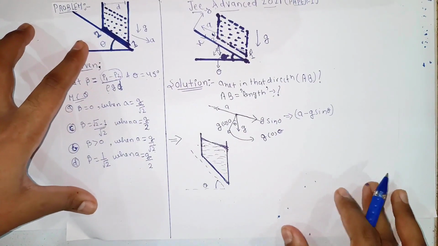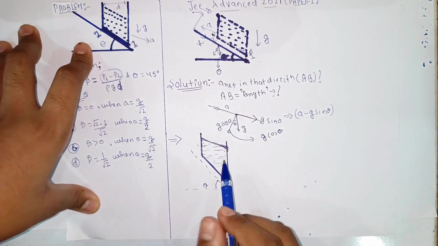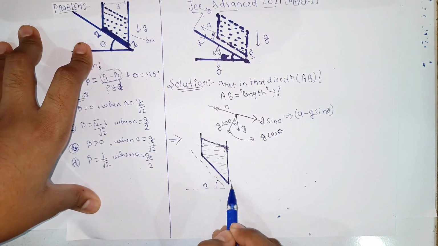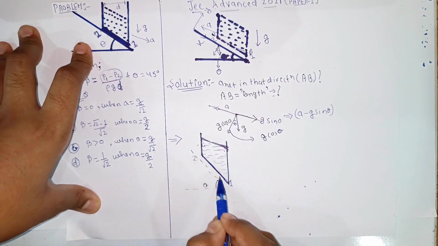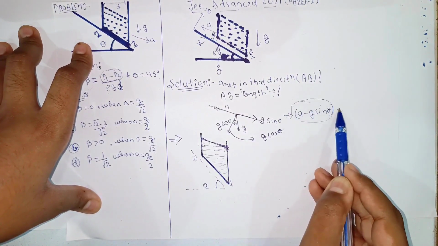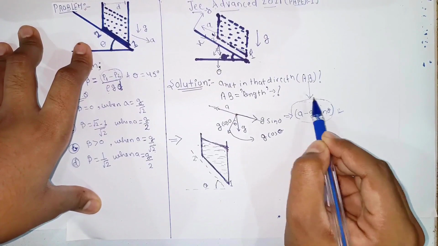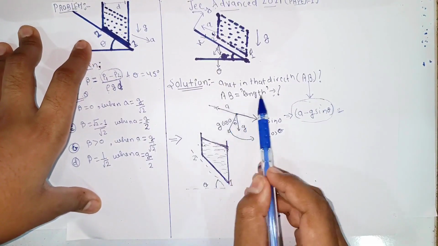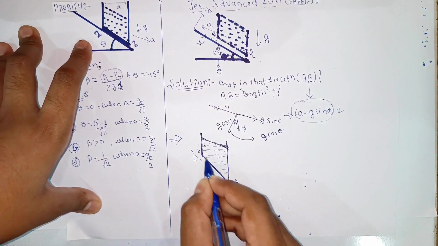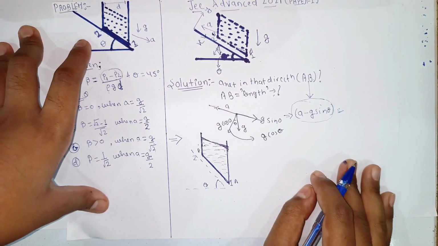Now here is the diagram, again I have made it. Now we have to find this length as well. Since we are traveling in this direction, we know the acceleration in this direction is A minus G sin theta. This is our acceleration. And we wanted to know the length of AB as well. This is A and this is B, meaning this length we have to find.